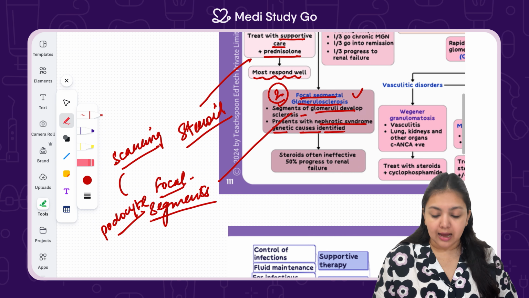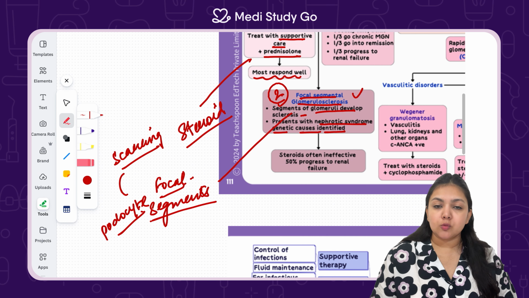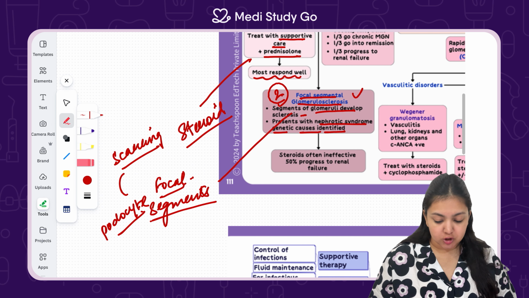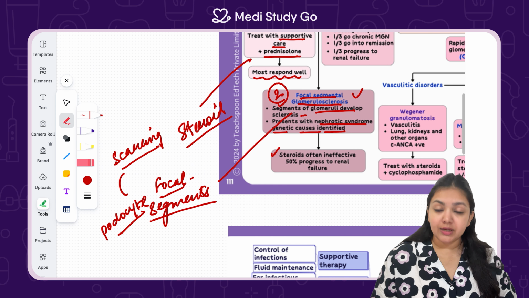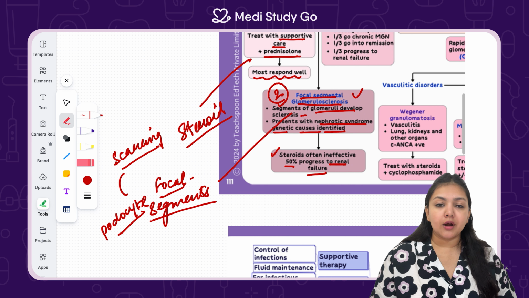Genetic causes can be identified. So mostly it has genetic predisposition also. Steroids are often ineffective in these cases, and 50% of cases usually progress to renal failure, because if some tissue is getting scarred, you cannot undo that damage. You can prevent further scarring of the tissue by giving steroids, but the tissue which has already been scarred and damaged, that cannot be undone.